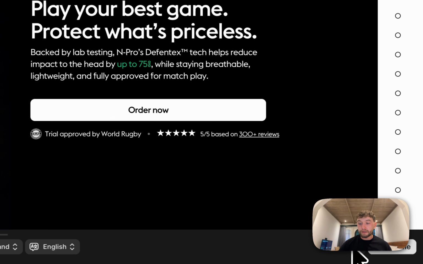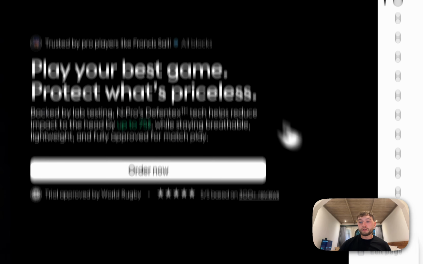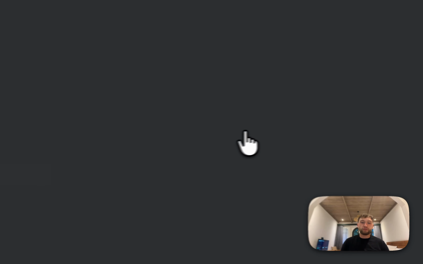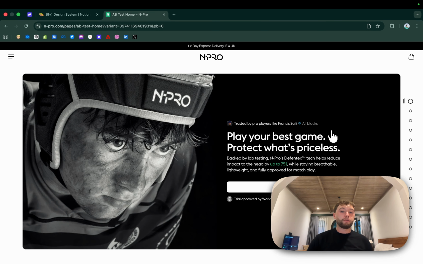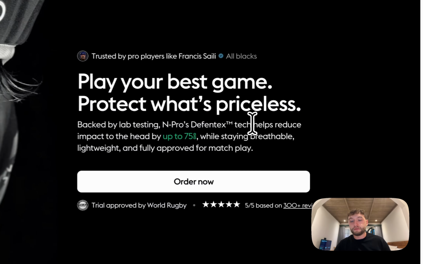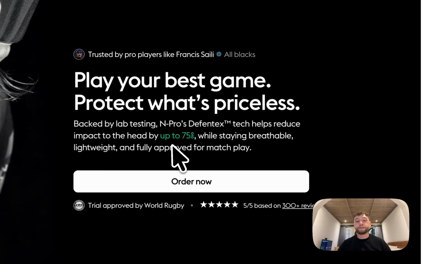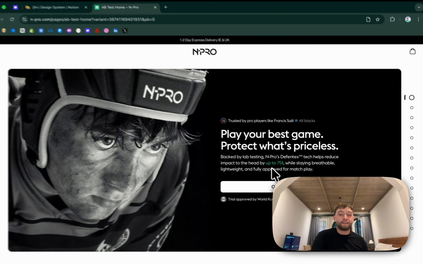So this is a brand that sells a rugby headguard, and this is one where the messaging was extremely important. Basically what we realized, before we worked with this brand, is that all of their messaging was tied around stuff like "helps reduce impact to the head by up to 75%" and stuff like that.